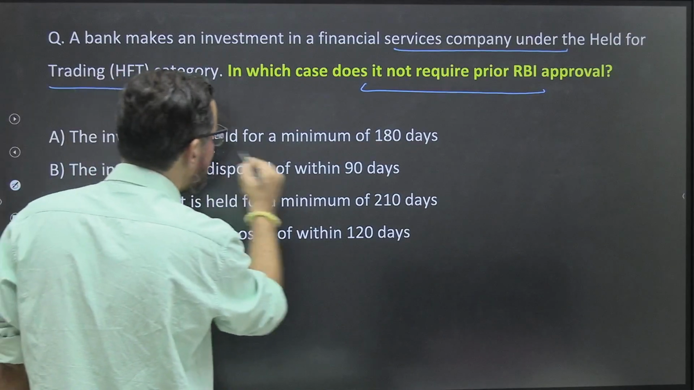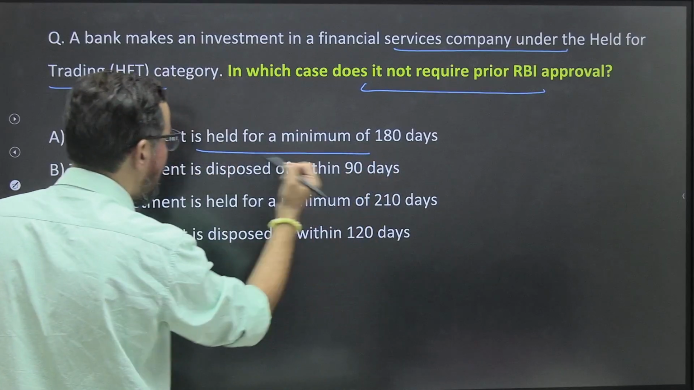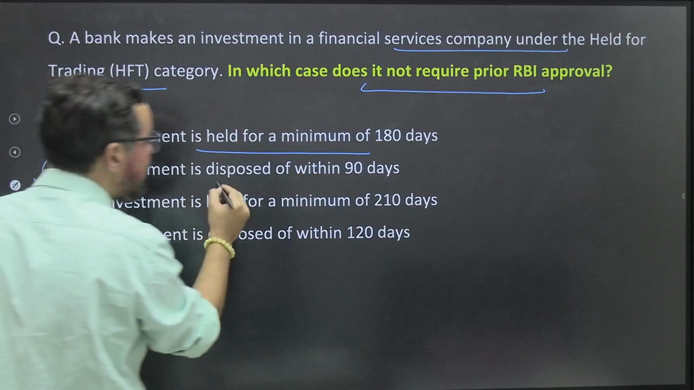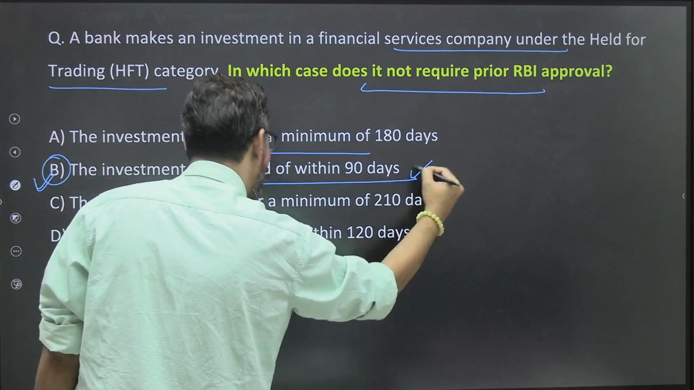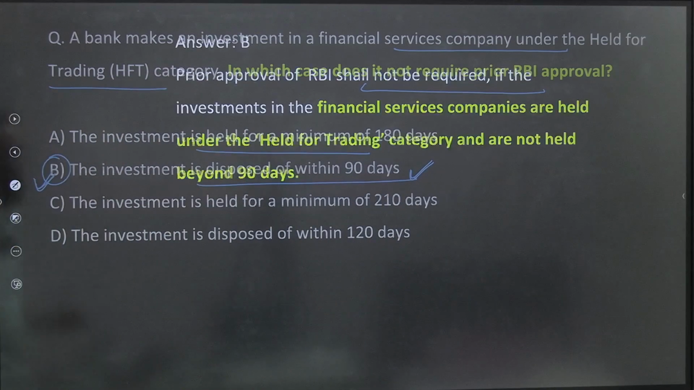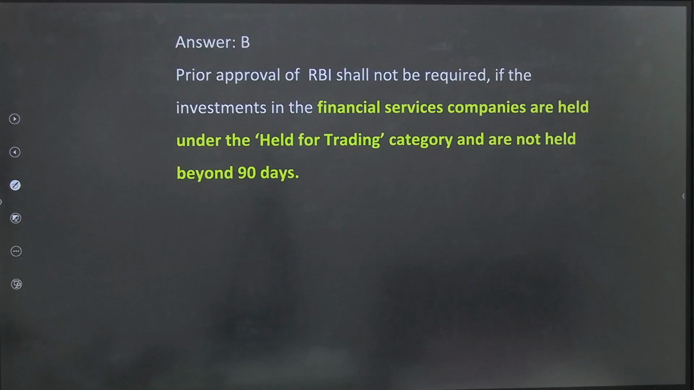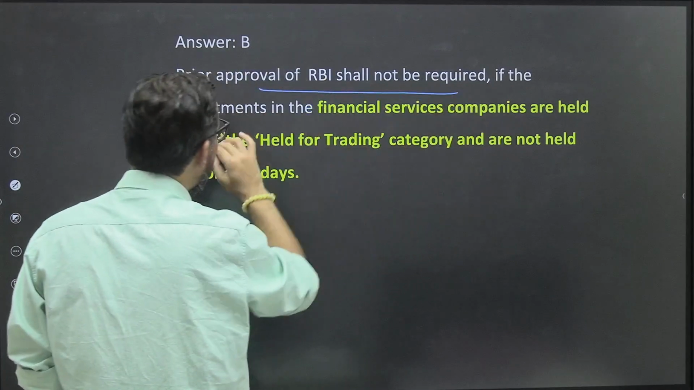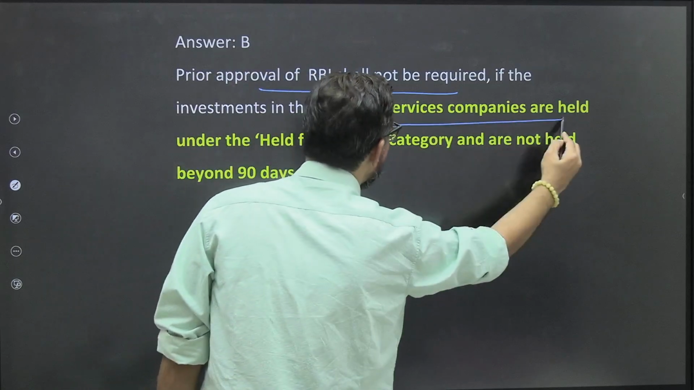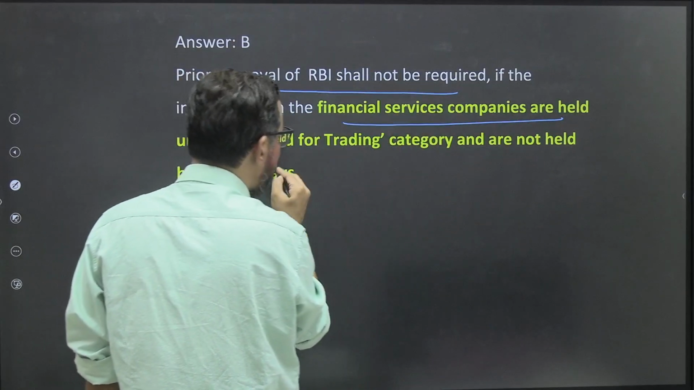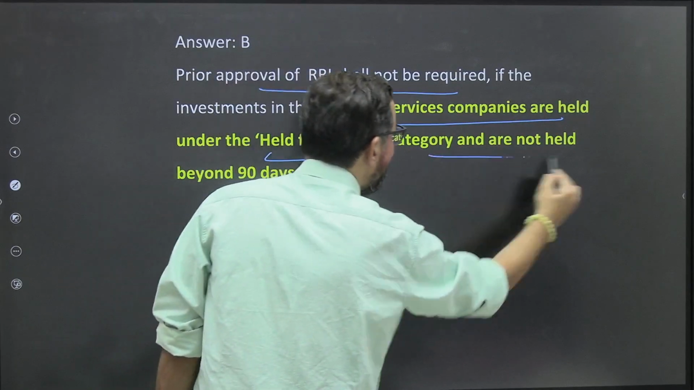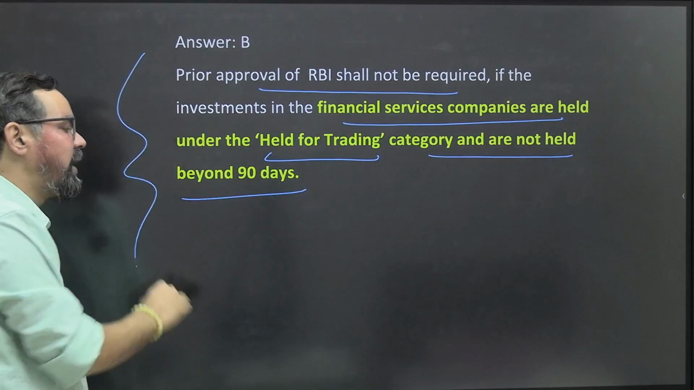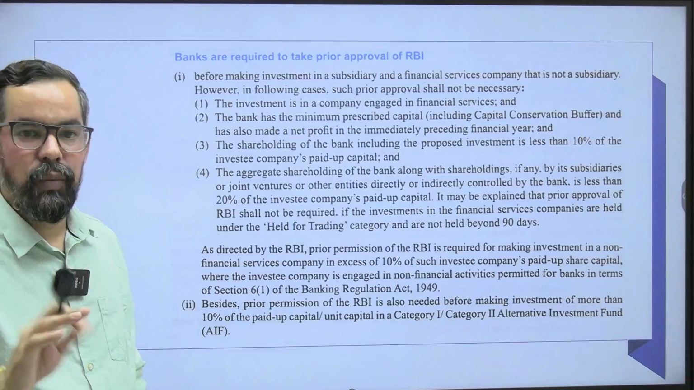Investment is held minimum for no, not 180 days, it is 90 days. ठीक है. So investment is disposed within 90 days. ठीक है. So option B only will be right answer for this particular one. ठीक है. So prior approval of RBI should not be required if investment in financial services companies are held under HFT category and are not held beyond 90 days. ठीक है. So if it is more than 90 days, in that case RBI approvals are must.